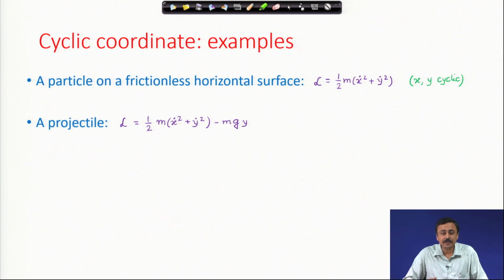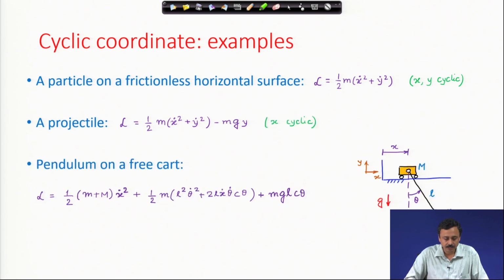Very easily you can see that x is a cyclic coordinate, there is no presence of x. Therefore, the momentum conjugate to x, x being a linear displacement coordinate, which happens to be m x dot, as you can calculate very easily, is linear momentum in the x direction, and that is conserved. And you know that for a projectile, the momentum in the horizontal direction is conserved.